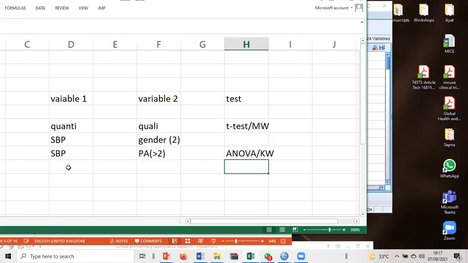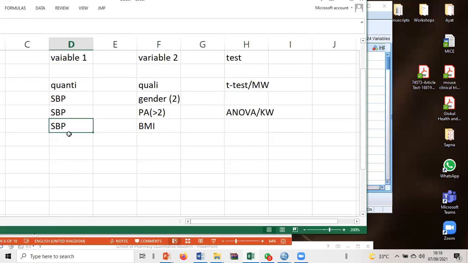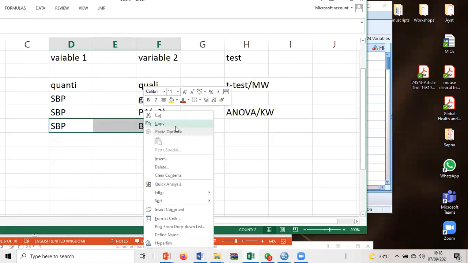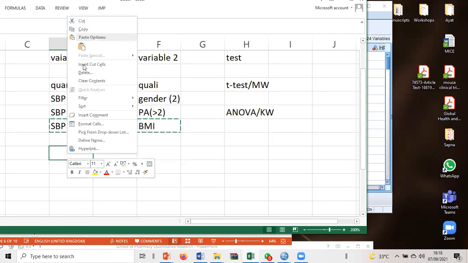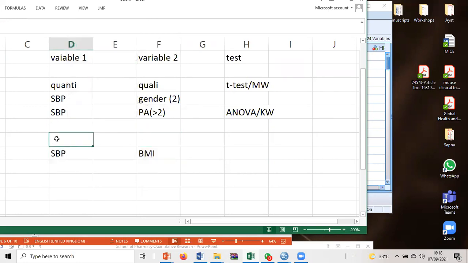So what if both are quantitative? Both are quantitative, this quantity is also quantity. Then what do you do? We do correlation and or regression.